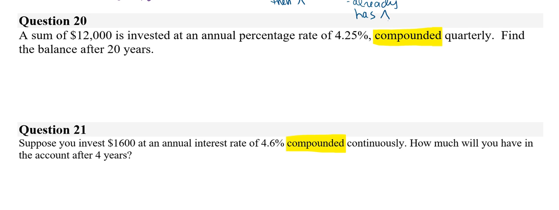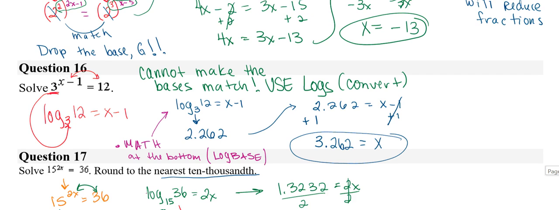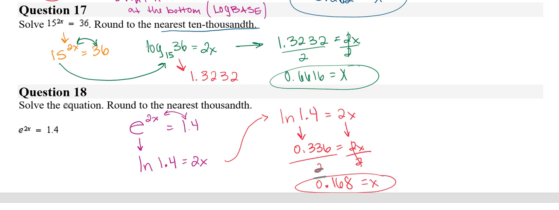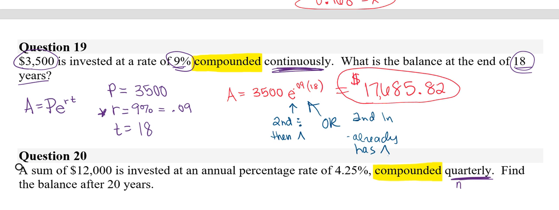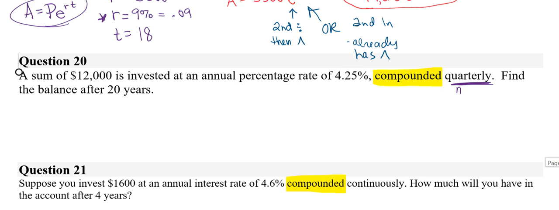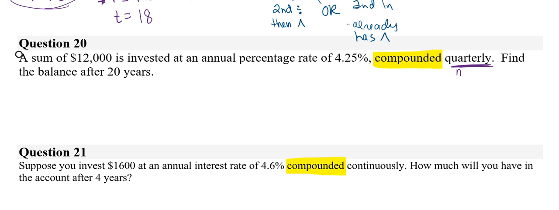Okay, this next one, again, it said compounded, so the next place we look is the word next to it. Now it says quarterly, which means there's an N involved. The only time you can use that other formula, the P e to the RT, is when it says continuously. It has to say continuously in order for you to use this function. This one does not, which means it's the other one, and the new variable is N. If you look down your list, it says that when it says quarterly, N equals 4.